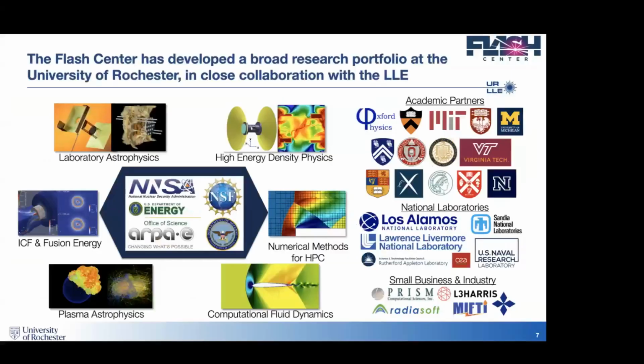Now, the Flash Center was founded at the University of Chicago in 2020. I moved the center from the University of Chicago to the University of Rochester because that was more aligned with the type of science that we were doing. And when we moved there, we essentially were able to expand our research portfolio dramatically with the support of the National Nuclear Security Administration, the National Science Foundation, the Department of Energy, Fusion and Energy Sciences, ARPA-E, the Department of Defense. And we have been working essentially on multiple topics ranging from laboratory astrophysics, HED, numerical methods for high-performance computing, computational fluid dynamics, plasma astrophysics, as well as inertial confinement fusion and fusion energy.